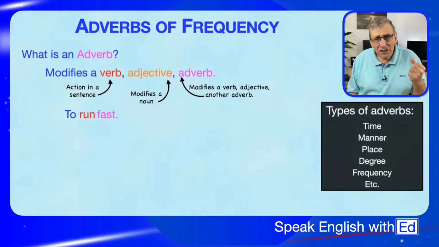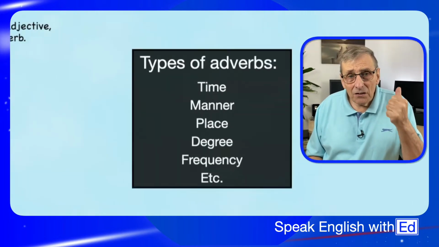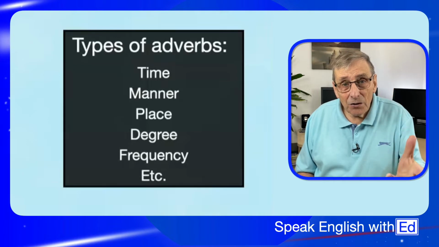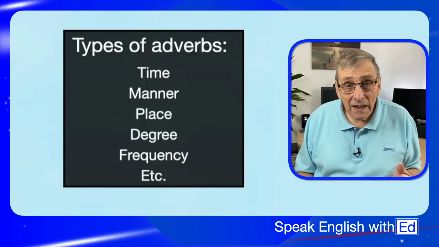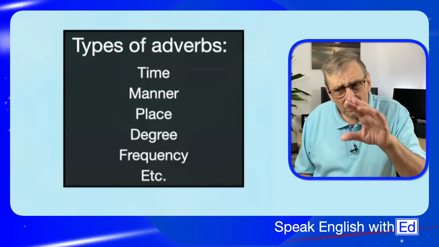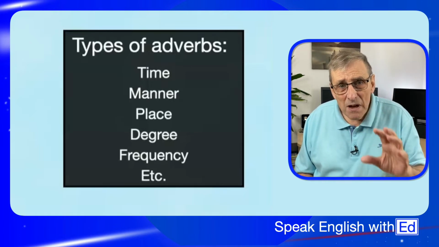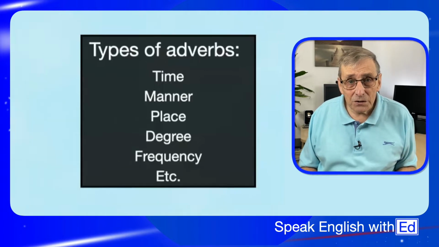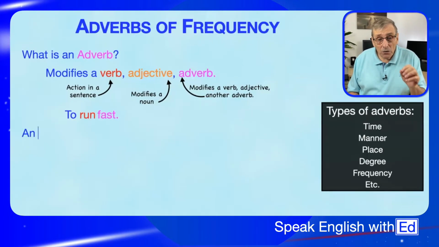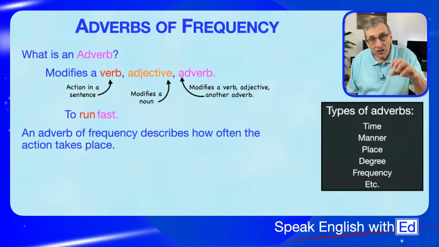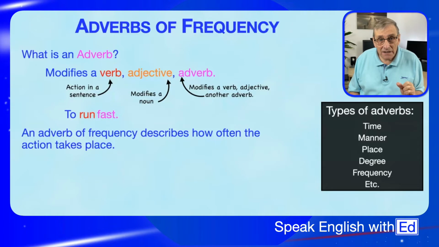Now there are different types of adverbs. There's adverbs of time, of manner, place, degree, and as we're looking at today, frequency. But there's more than just those half dozen there. There are others, but these are the main adverbs that we use. So today we're going to be looking at adverbs of frequency. And an adverb of frequency, well, it describes how often the action in your sentence takes place.